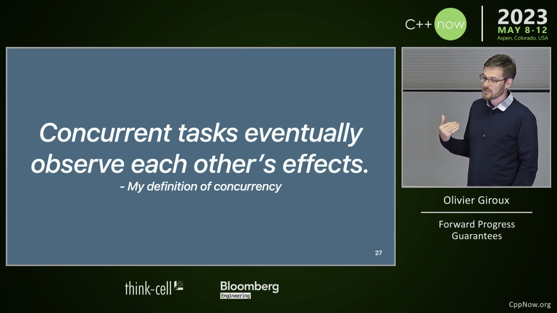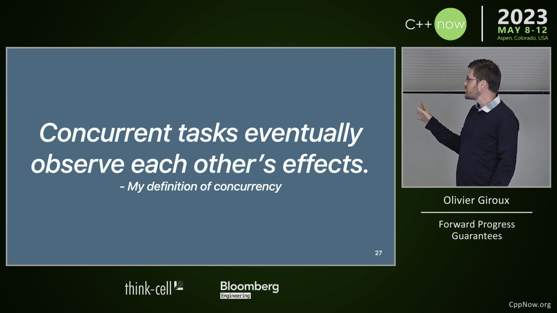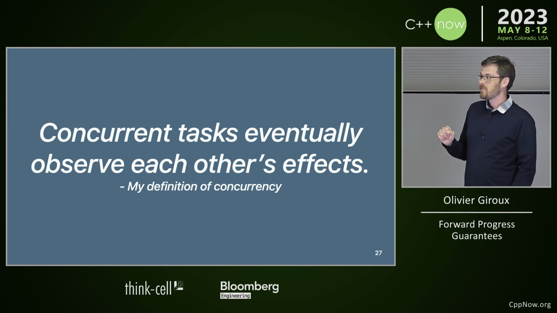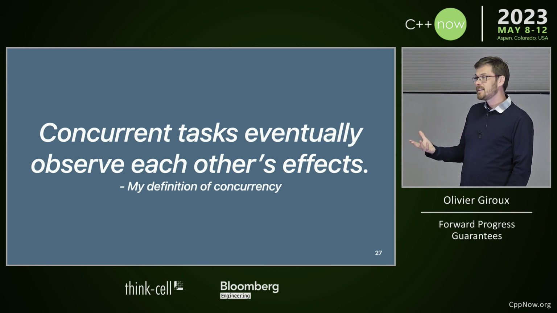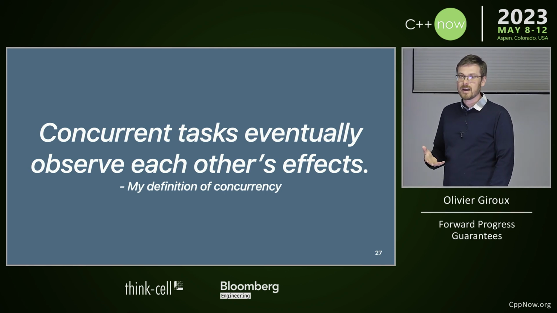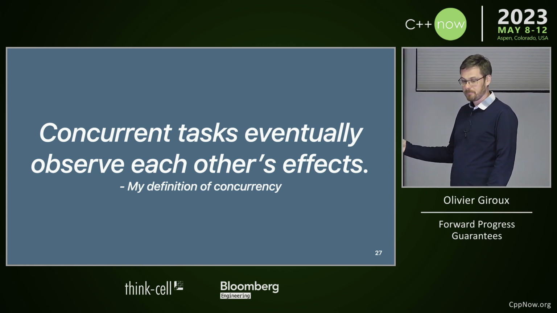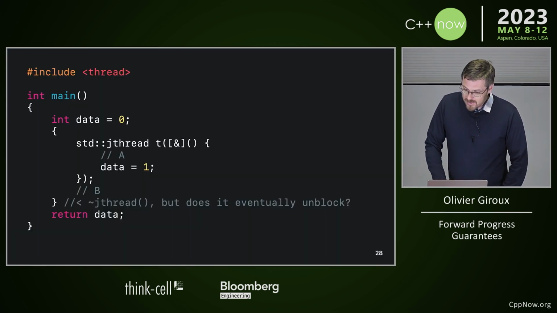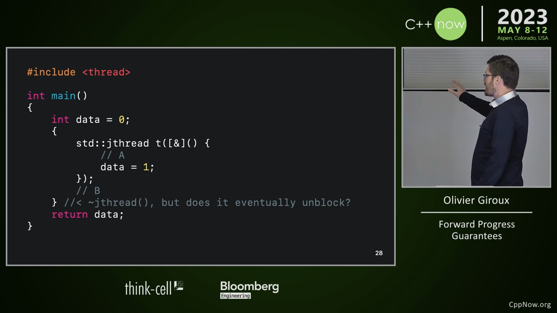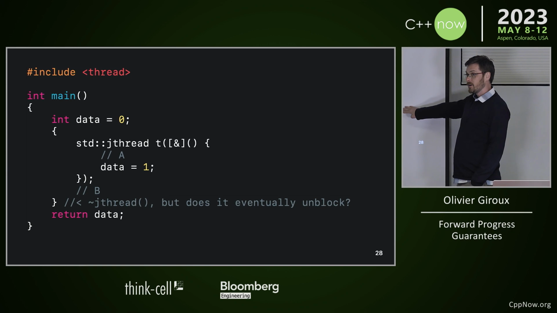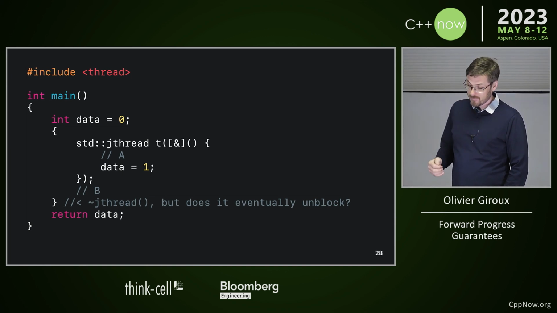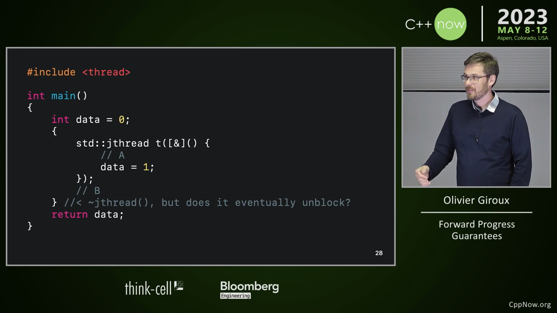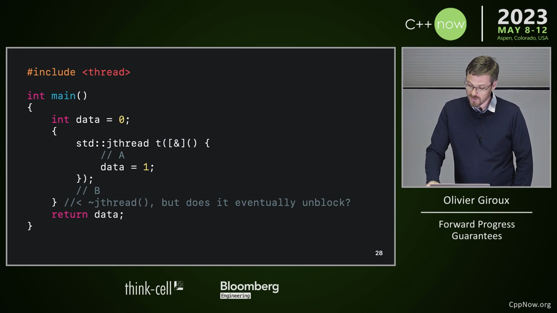Okay, so my personal definition is that concurrent tasks eventually observe each other's effects. They are actually running at the same time, and they are given eventuality guarantees from the memory model that if they make an effect, it is eventually visible to the other one. So now the question is, we have one blocking operation here, and it's the JThread destructor. Does it eventually unblock? The answer is going to be yes, but that's because it gets the concurrent progress guarantee.